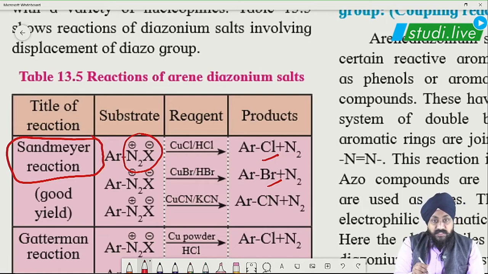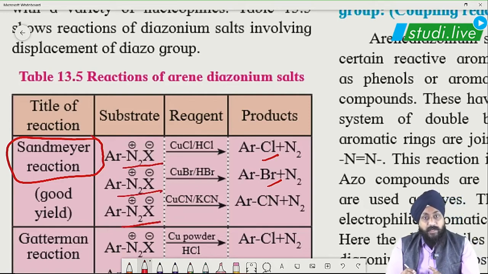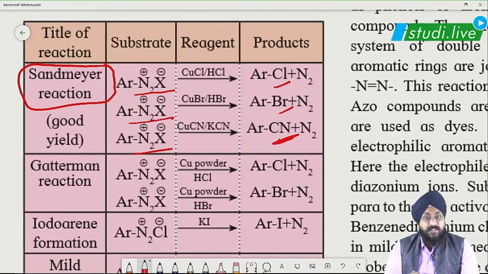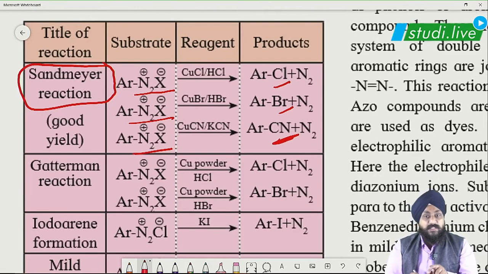You can even replace this diazonium group over here. See students, here the diazonium group can be replaced either by chloride, bromide, or cyanide. Then you are going to call it as Sandmeyer reaction. Now what happens in Gattermann's? Diazonium group will be replaced by chloride and bromide, but the reagent is copper powder in acid. If you want to replace it by chloride, you are supposed to use HCl. If you want to replace diazonium group by bromide, you are going to use what?